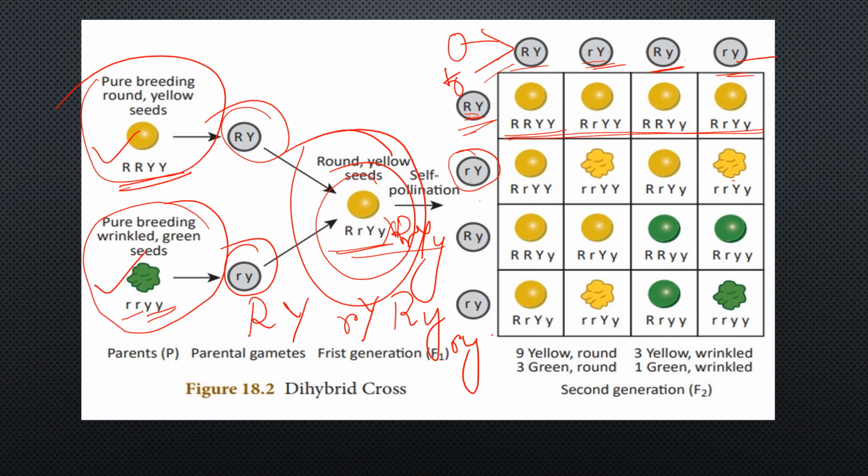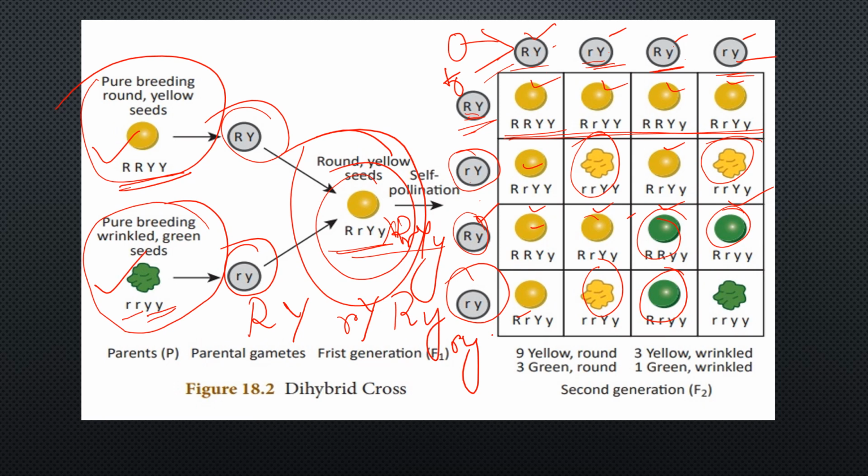All combinations in this one are also the same. This is to be multiplied by this, and that is written here in all four. This also with this. Okay, so what are we getting? We are getting 9 round yellow seeds here, 3 yellow and wrinkled seeds here, 3 green and round seeds here, and one green and wrinkled seed here.